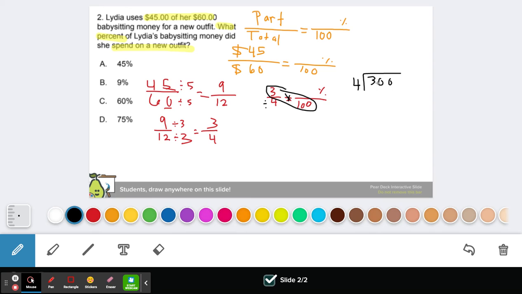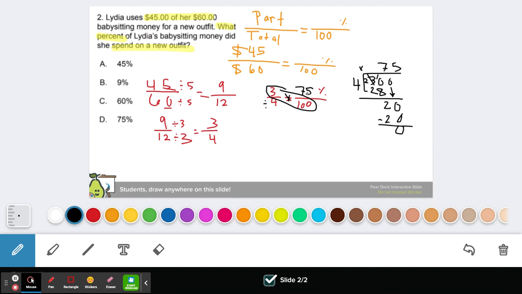So then 4 can go into 30: 4, 8, 12, 16, 20, 24, 28. So 7 times 4 is 28. I subtract, and I should get 2 left over, because remember, here I need to borrow. 10 minus 8 is 2, and I bring down my 0. So 4 can go into 20 5 times. 4 times 5 is 20. I subtract, and I get 0. So this right here gives me my percent, and that's 75%.